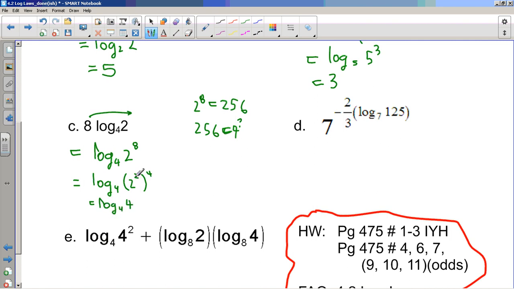Base is 4. 2 to the exponent 2 is 4. Function composed with its inverse, the whole answer is 4. Dandy. What do we got here? Starting to look nasty, some of these.